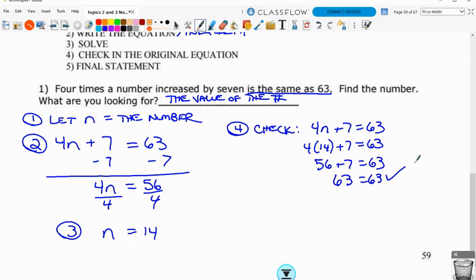And now the last thing I need to do is write a final statement. Okay, I was looking for the value of the number. So I'm going to say the value of the number is, and then I'm going to use my answer, 14. The value of the number is 14. So those are the 5 steps that we're going to set up in our word problems. Make sure you've got the 5 steps numbered just the way that I've got them numbered right now.